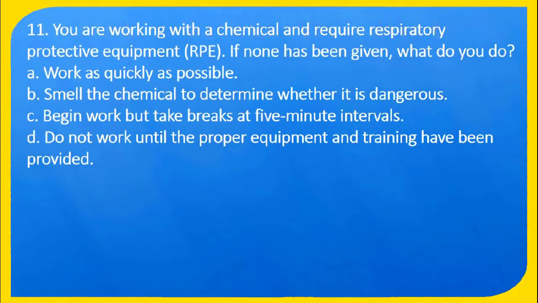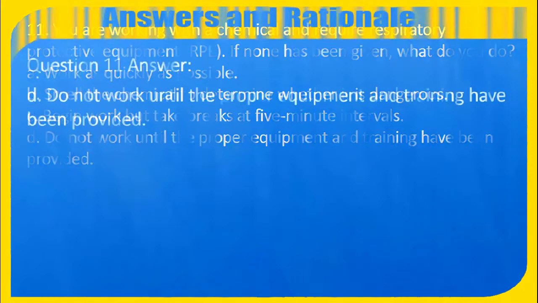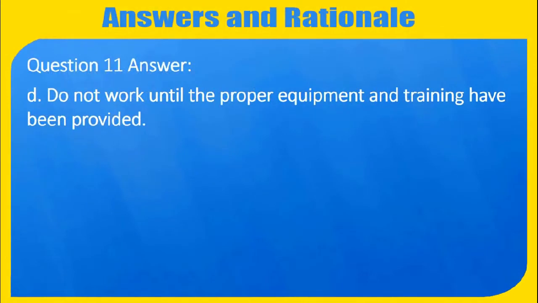Question 11. You are working with a chemical and require respiratory protective equipment, RPE. If none has been given, what do you do? A. Work as quickly as possible. B. Smell the chemical to determine whether it is dangerous. C. Begin work but take breaks at 5-minute intervals. D. Do not work until the proper equipment and training have been provided. Question 11. Answer D. Do not work until the proper equipment and training have been provided.